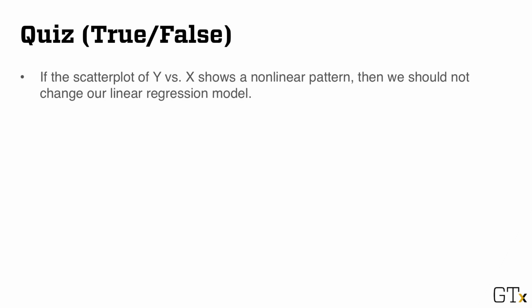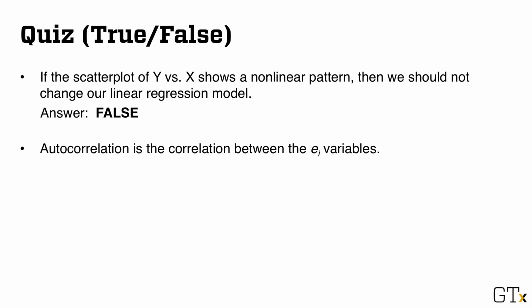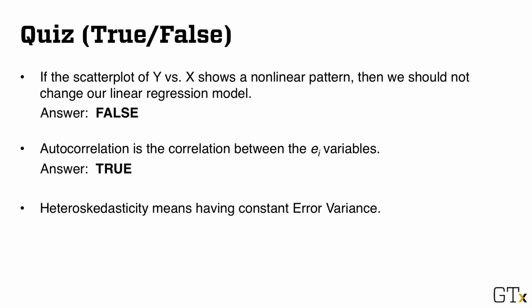Before we go on to the next lesson, here's a short quiz. If the scatter plot of y versus x shows a nonlinear pattern, then we should not change our linear model. False. Autocorrelation is the correlation between the e_i variables. Answer is true. Heteroscedasticity means having constant error variance. False. Constant error variance means homoscedasticity.